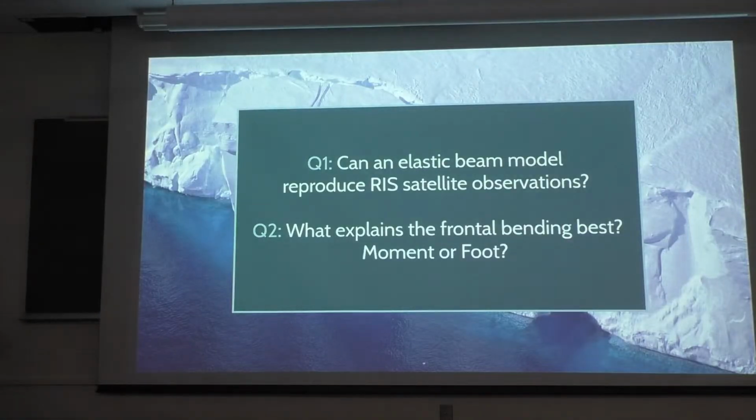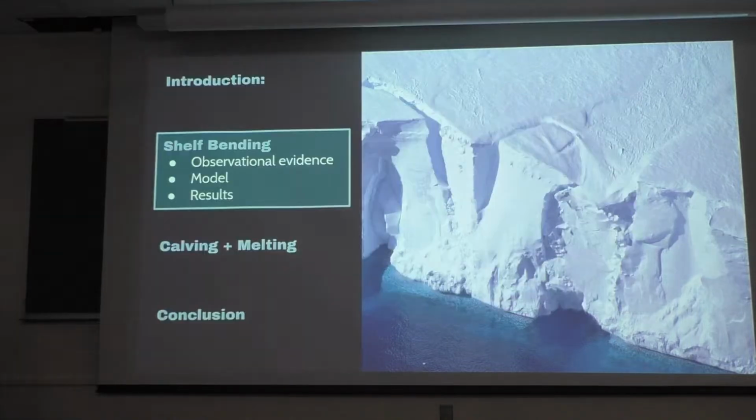For my first part, I want to have two main questions that will lead it. The first one is, can a model reproduce the observations that we have at the front of the Rosyth shelf? And the second one is obviously, which of the two mechanisms is responsible for the deformation? So I'm going to start by showing some data, then the model I'm using, and then the results.